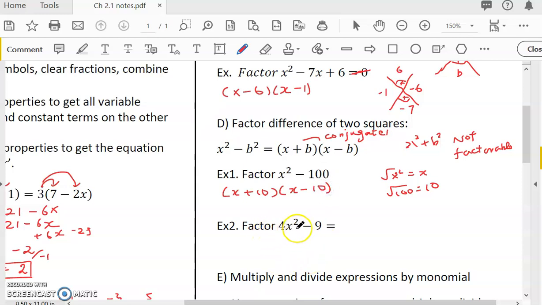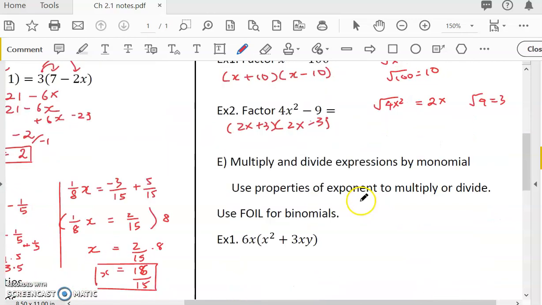What about factor for 4x squared minus 9? I know this is a square, this is also a square. Square root of 4x squared is what? I would have to do square root of 4 and square root of x squared, so it's 2x. And square root of 9 is 3, right? So that means my conjugates are 2x plus 3, 2x minus 3. If I am to solve the equation, I'll do one more step, but this is just factor, so I stop here.